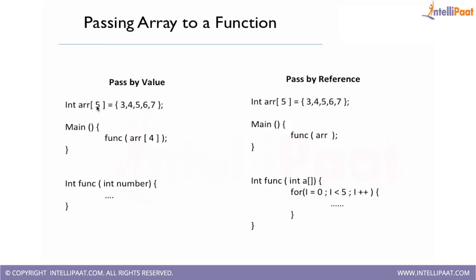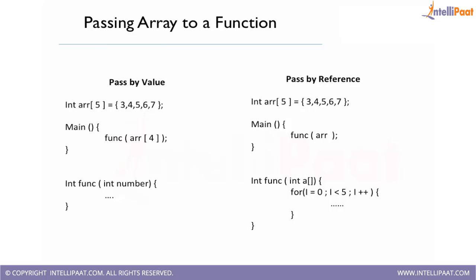Pass by value always passes the array element by element, one by one. It does not pass the whole array. Pass by reference, on the other hand, lets us pass the entire array into the function. So if I have declared an array of size 5, and I have a function func that accepts the array, I can pass my array completely into the function and work accordingly.